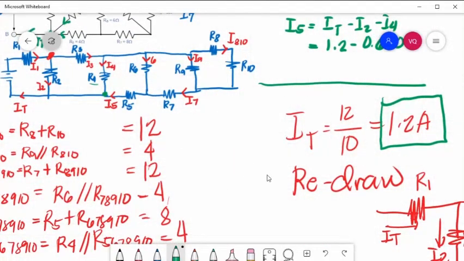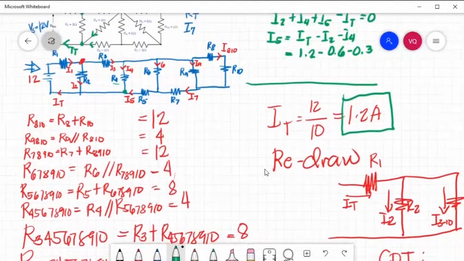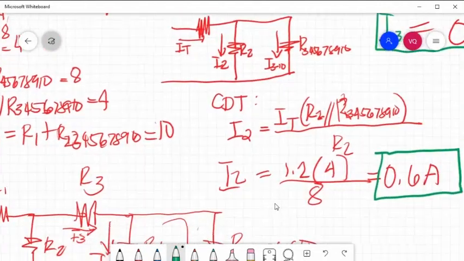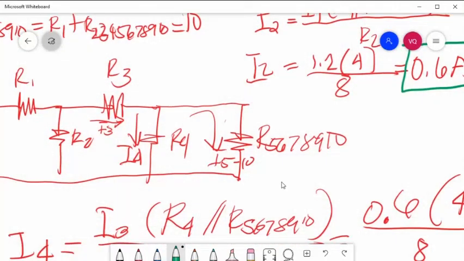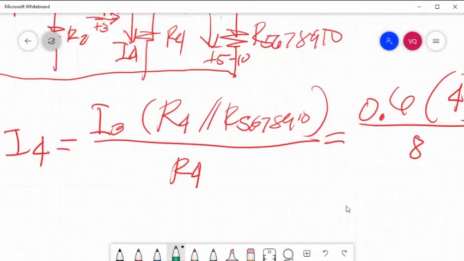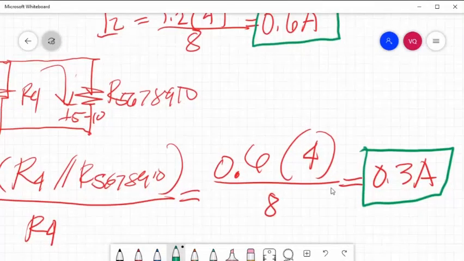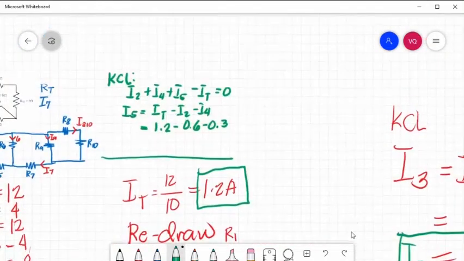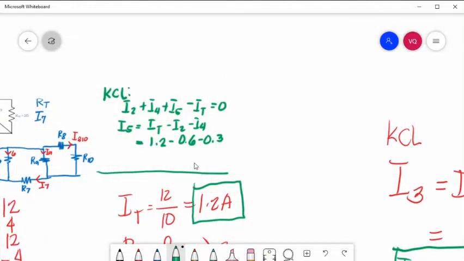So, let's recheck where I2 is. I2 is 0.6 and I4 is 0.3. So, that is equal to 1.2 minus 0.9, which is 0.3. I5 is 0.3 amperes.